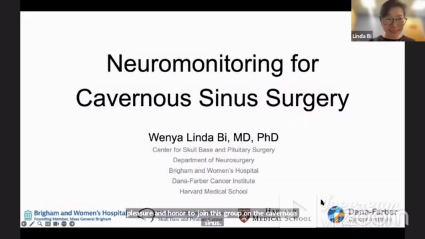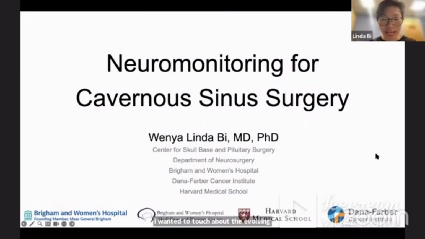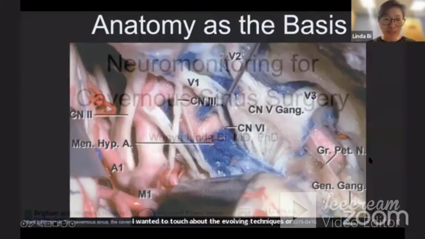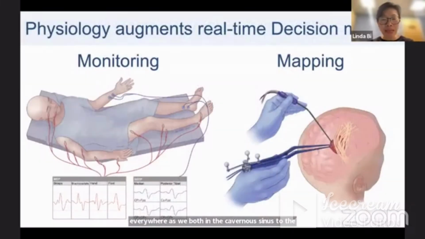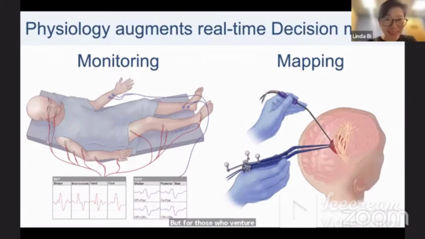I wanted to touch on the evolving techniques for neuromonitoring in cavernous sinus surgery. As the previous lectures have highlighted, of course, anatomy is the basis of everything that we do, especially in the cavernous sinus, when there is risk everywhere: in the cavernous sinus, to the cavernous sinus, and through the cavernous sinus. But for those who venture there, having an adjunct, having a GPS to that road, can often be helpful. And neuromonitoring, I think, is one of the powerful tools that we have.